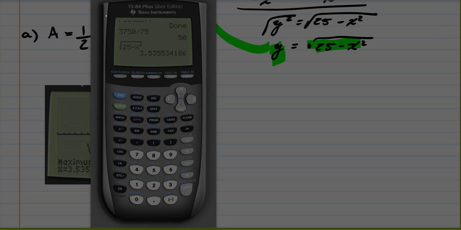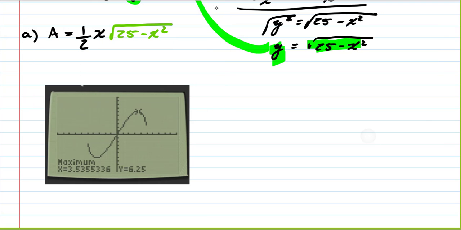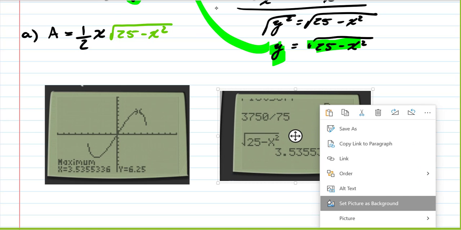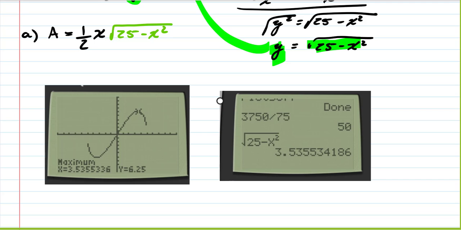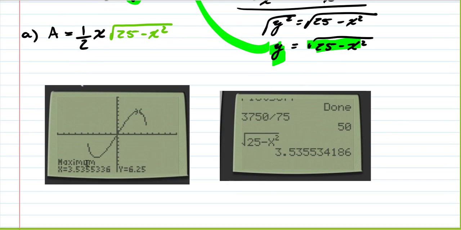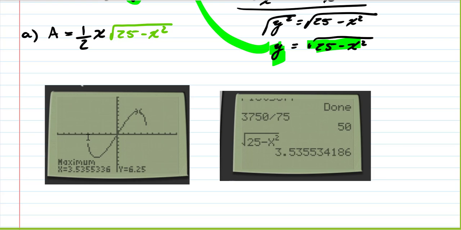Sorry, Professor, just to answer those 3 questions after you hit the maximum, how far left do you go and how far right do you go in order to get the 3.53 that you got? So we go back, and we can get our domain from our calculator. So from -5 to 5.